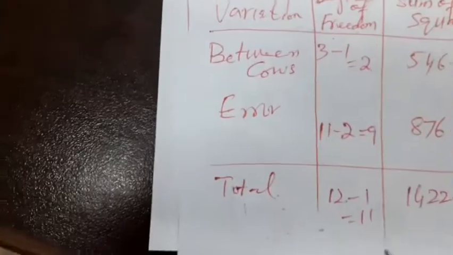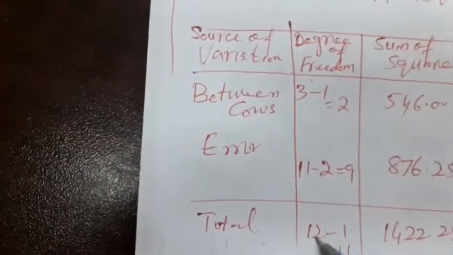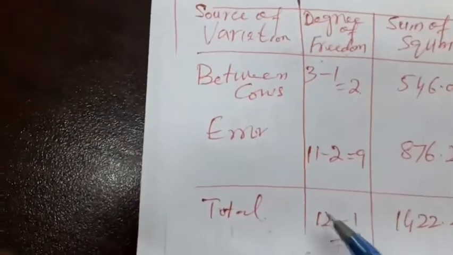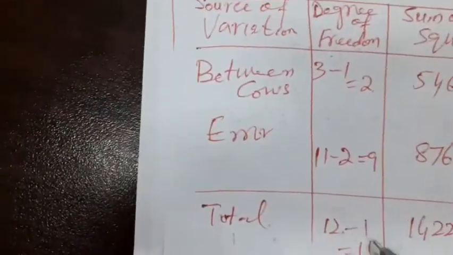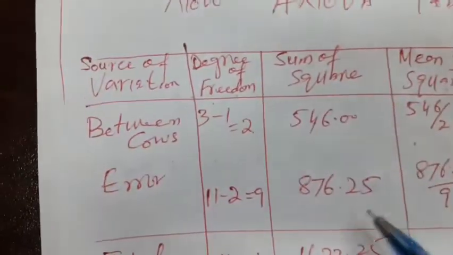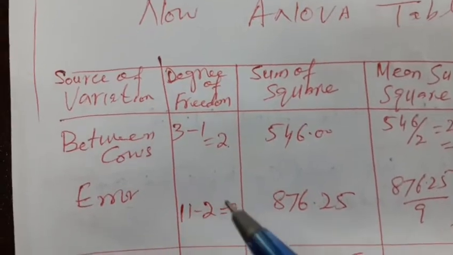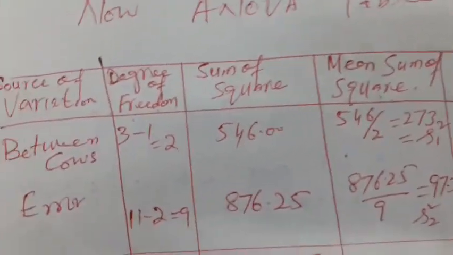Similarly, we will write the error: 11 minus 2. Here it is very important: 12 is the number of observations, minus the number of parameters, that is 11. Degree of freedom is 11 minus 2, which is 9. So here is this value. We divide the sum of square by the degree of freedom and we get SS2.